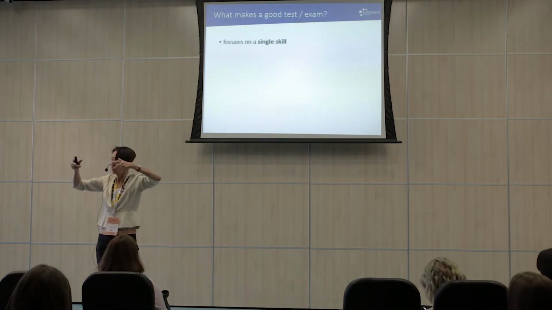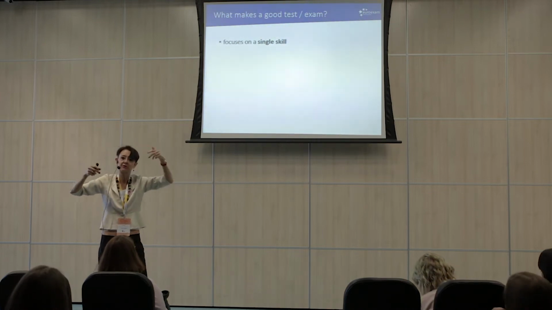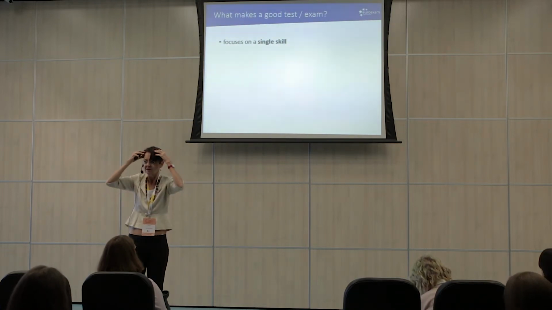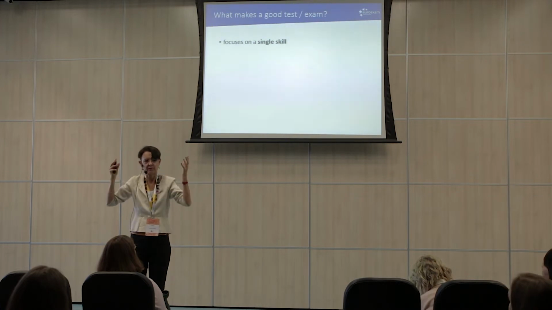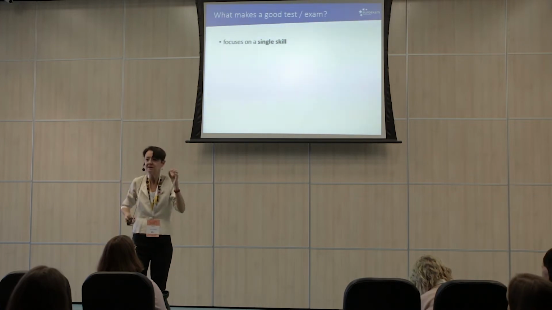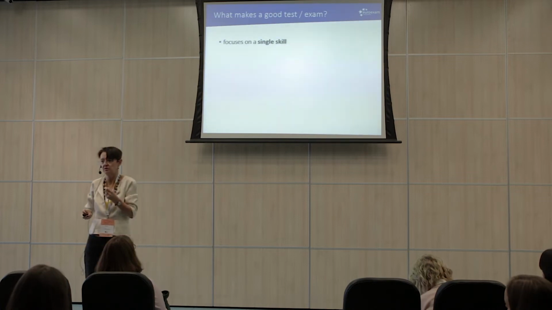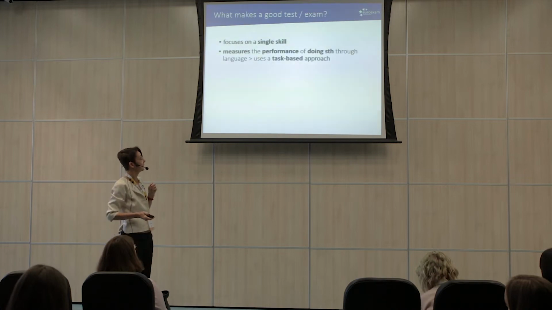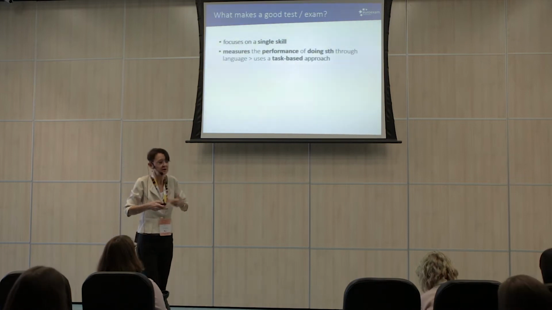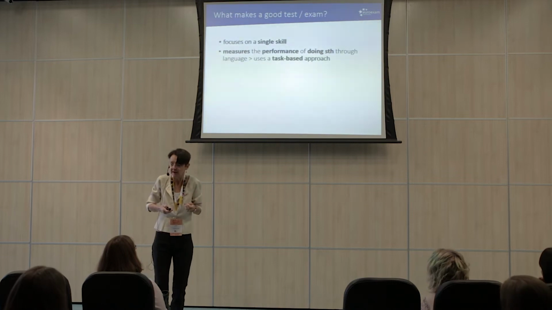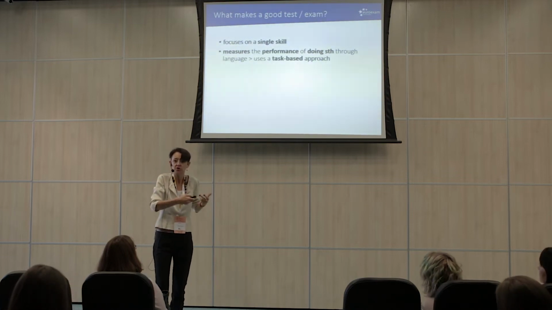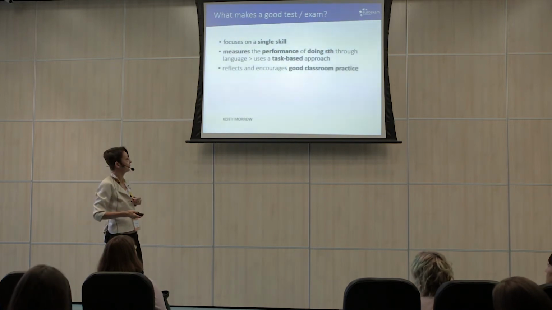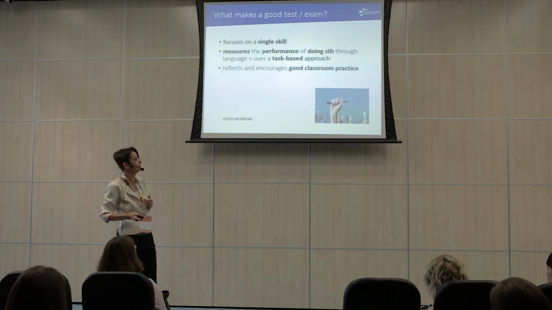But if they have a complicated text to read first, in order to write the letter, it becomes a reading test. That's not helpful. Okay? If it's a writing test, it needs to focus on writing, not testing students' reading. So make sure your tests are single skill tests. And if the approach is task-based, if we're getting students to do things, then this is part of helping evaluate their performance. And this leads to good classroom practice.